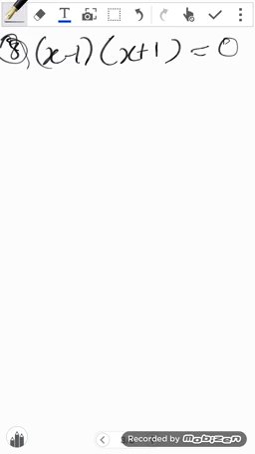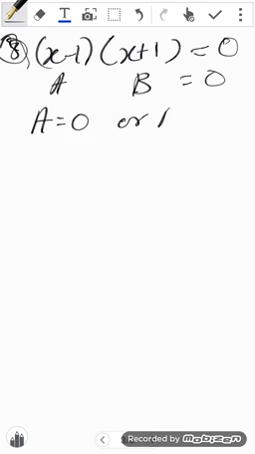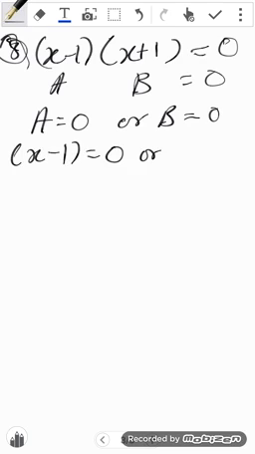Okay, so plus 1. We're going to be doing the same thing over and over again. We indicate the number of brackets you have by the letters. So you have bracket A, bracket B being equal to 0. So bracket A is equal to 0, or bracket B is equal to 0. You'll be having the elements in A, which is x minus 1 being equal to 0. And on the other hand, you'll be having x plus 1 is equal to 0.